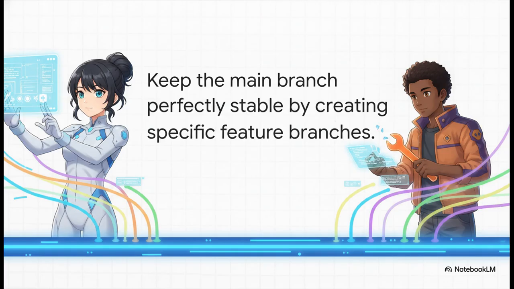The golden rule here is to keep your main branch stable. You do this by creating a specific feature branch for every single task. So if you're building a new login page, you branch off and literally name it feature-login. If you're fixing a typo, you create a completely isolated bug fix branch. This keeps everything beautifully organized and ensures your main codebase is always in working order.